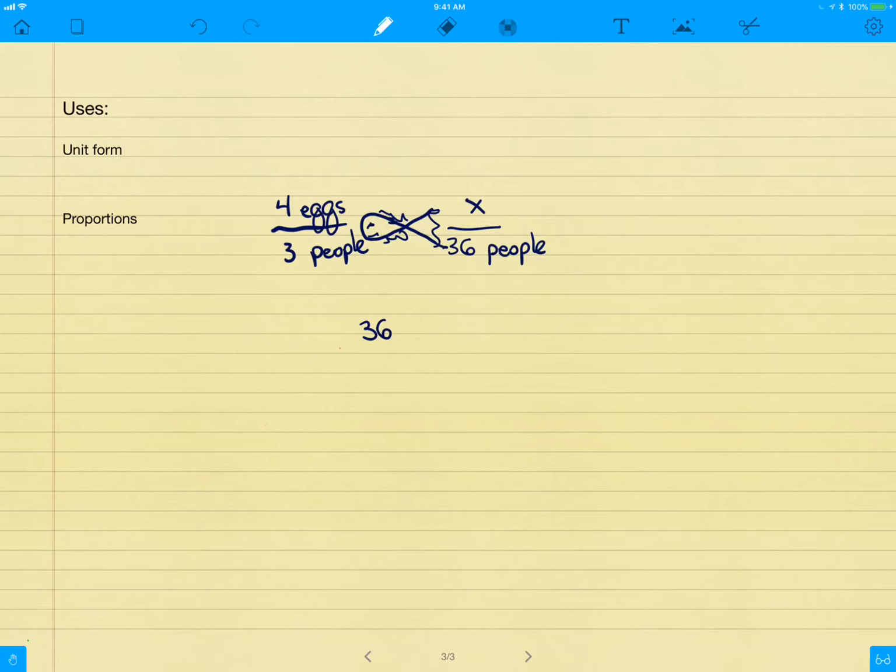But again, 36 times 4 divided by 3. 36 times 4 is a 4 carry a 2. It's a 144, and then you're going to divide by 3. Was that 48? If I did that right? I have to check it on a calculator here. 144 divided by 3. 48. That's a major use in proportions. We can scale recipes up.